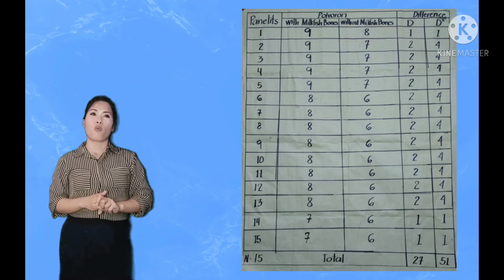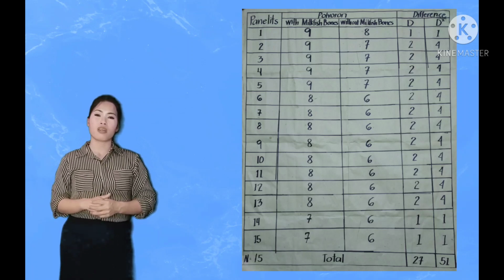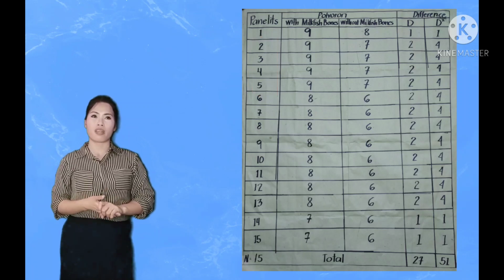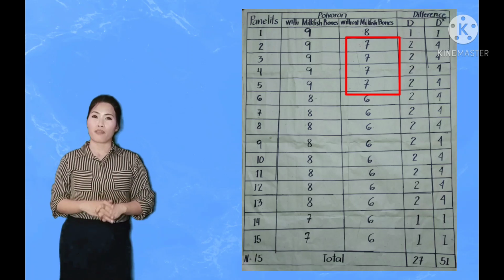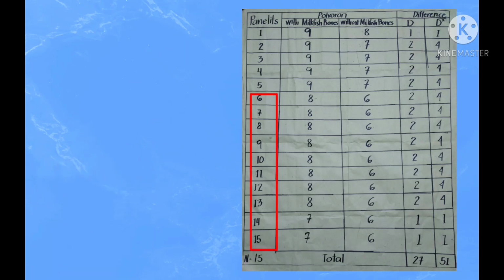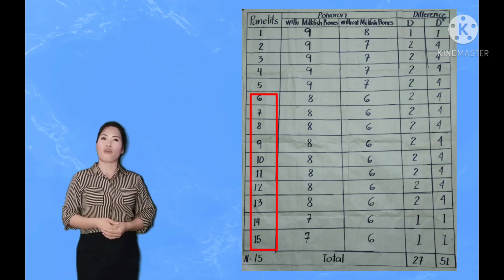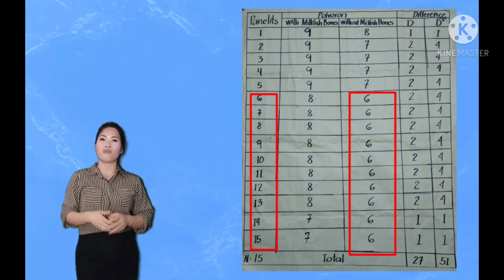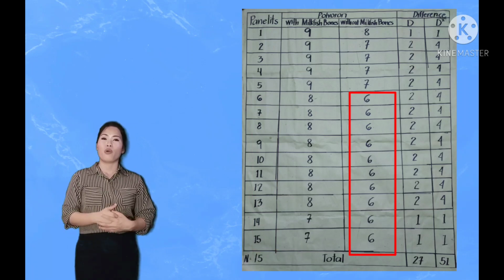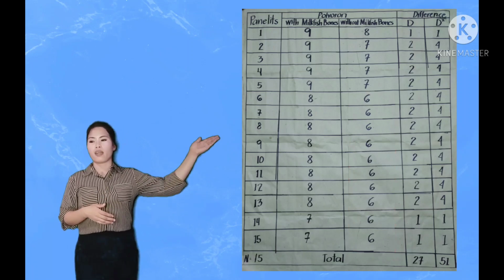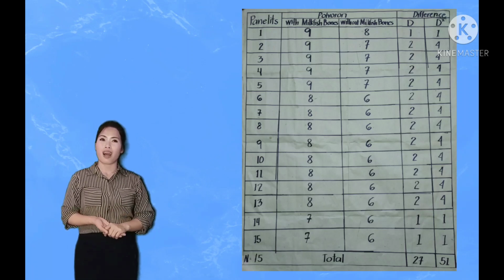Now there are 4 panelists who gave a score of 7 to the pulveron without milkfish bones. Next, there are 10 panelists who evaluated the pulveron without milkfish bones, and they only gave a score of 6. Now that we have all the values for variable 1 and variable 2, let's get the difference of each.